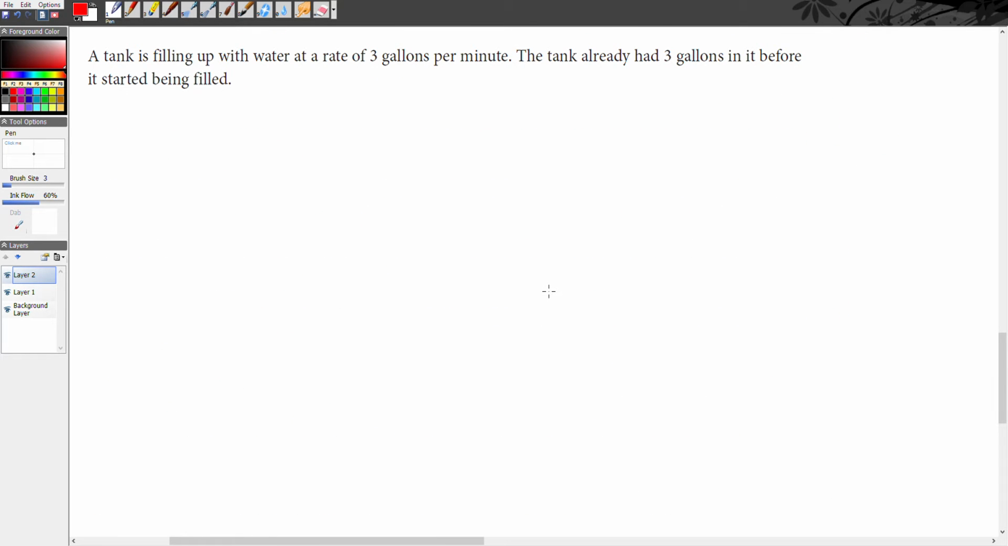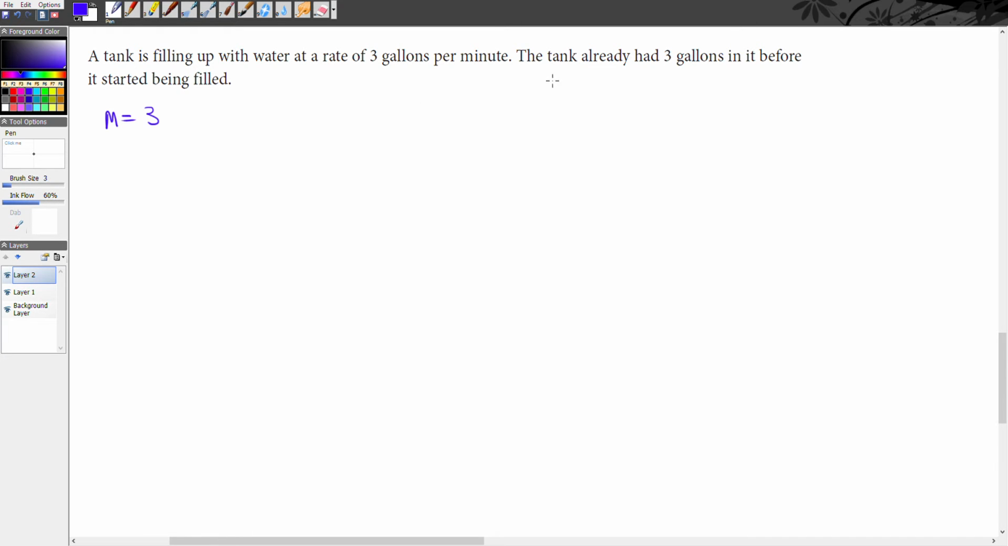Word problems, yeah. So a tank is filling up with water at a rate of 3 gallons per minute. The tank already has 3 gallons in it before it started being filled. Okay, so what's our slope in this situation? Well, it's at a rate of 3 gallons per minute. So our slope is 3.